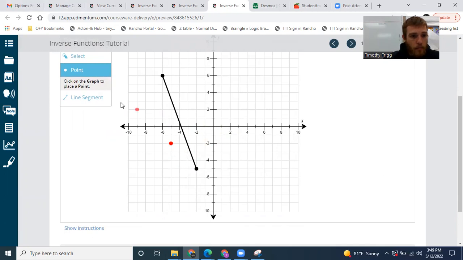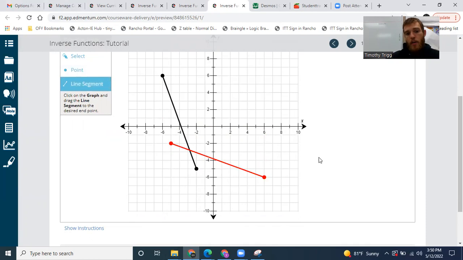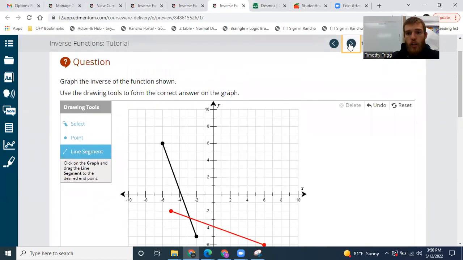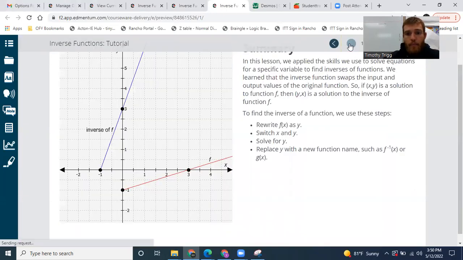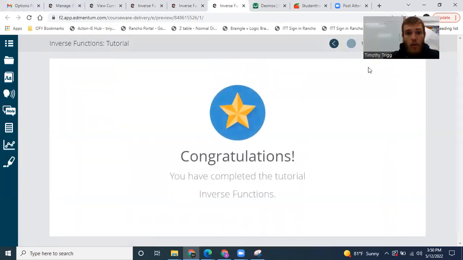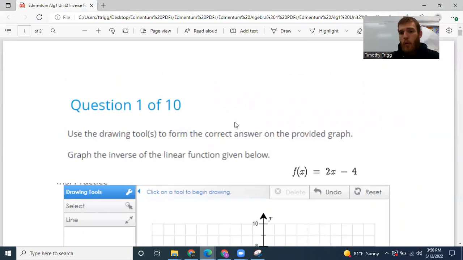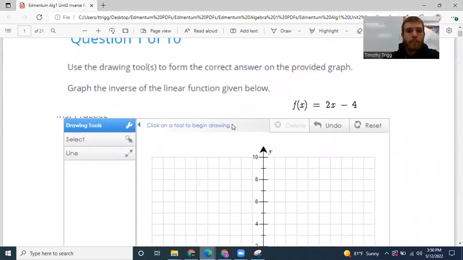And then -6, 6. Connect these with the line segment, and there you go. Looks good. All right. Well, that's the tutorial. Pretty quick. Now let's go ahead and do the practice. So go ahead and click on the practice, and we'll work through these problems one at a time.